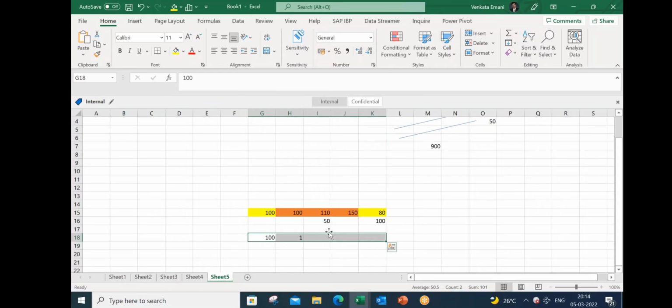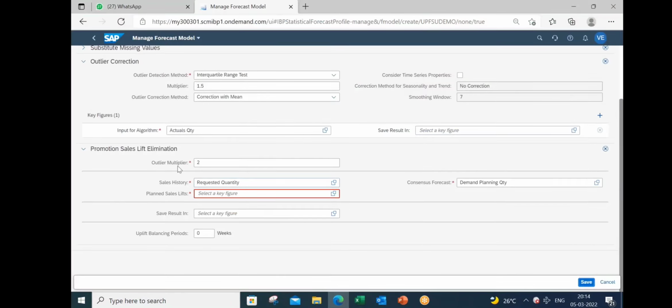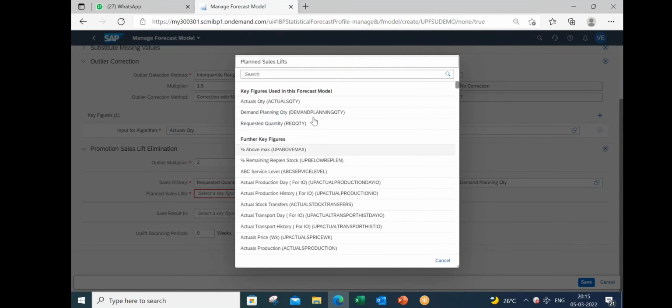Now, if you want to remove that promotional influence from your history, you can use this promotional sales lift elimination. It is lifting the sale, that is, eliminating the sales which are caused due to promotion. Ideally, not many companies are using this because not everyone is using promotional planning in their company.